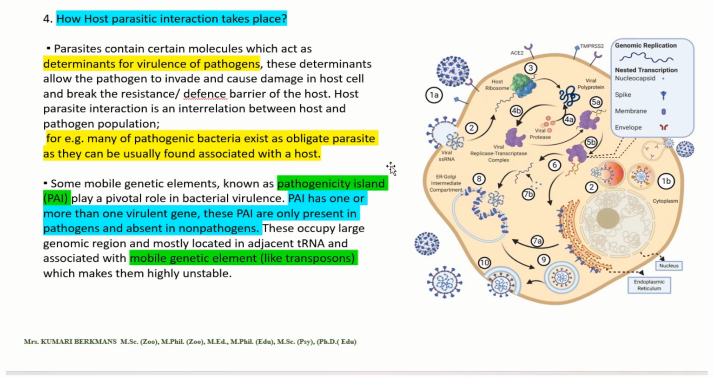Let us see the next one. How host-parasite interaction takes place. Parasites contain certain molecules which act as determinants for virulence of the pathogen.